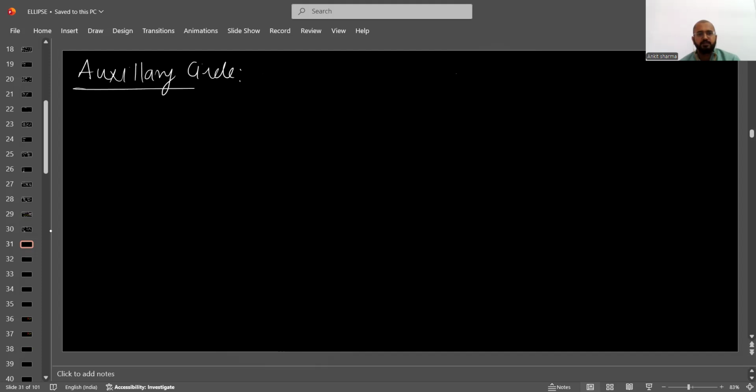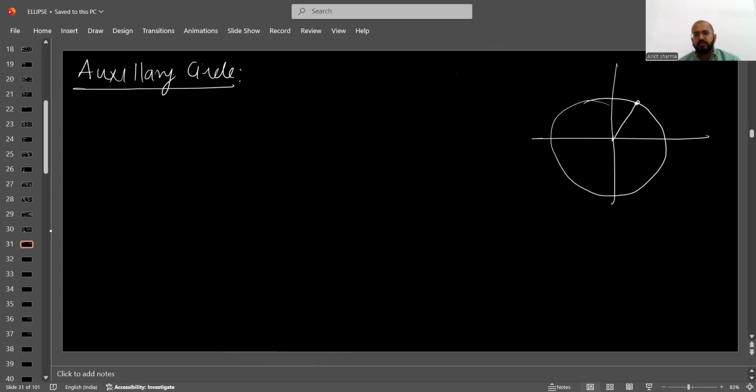Auxiliary circle is what? See, what do we need this auxiliary circle for first of all? If you imagine that I have a circle here, then I know the parametric forms easily. That is nothing but r cos theta, comma, r sin theta.